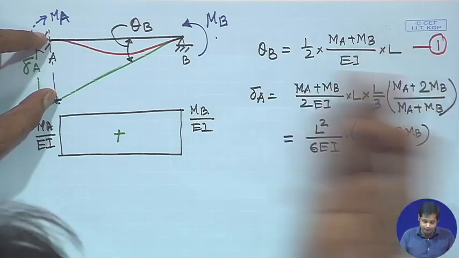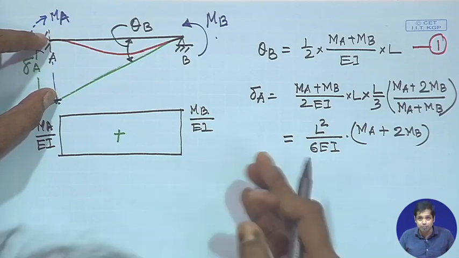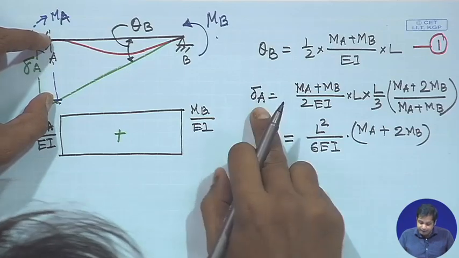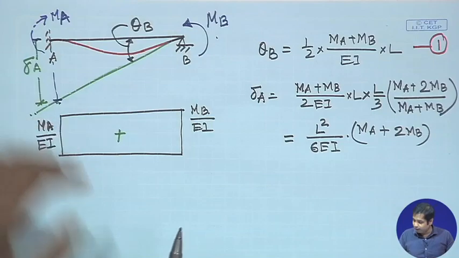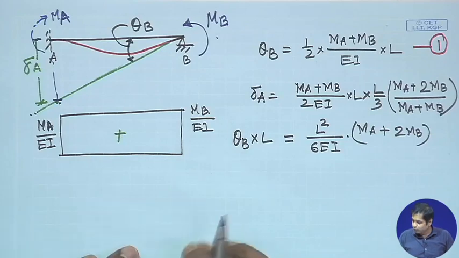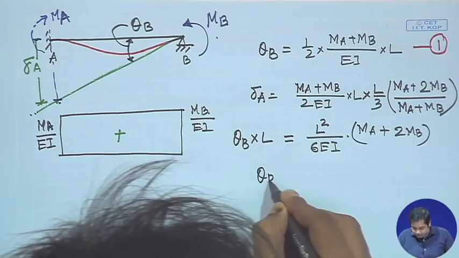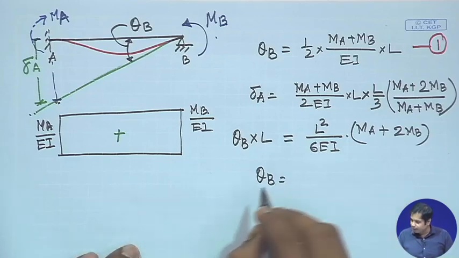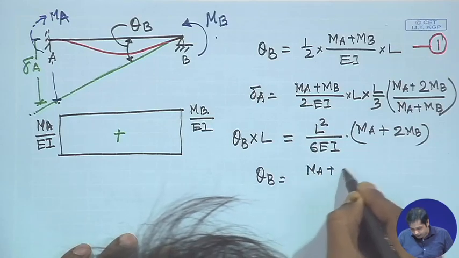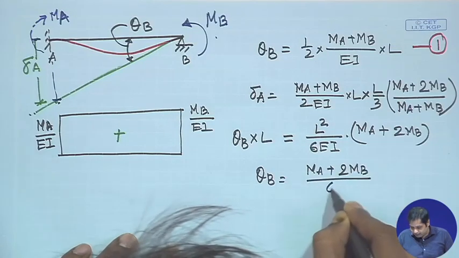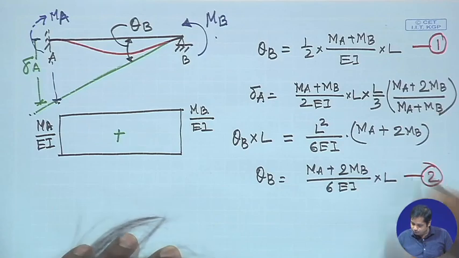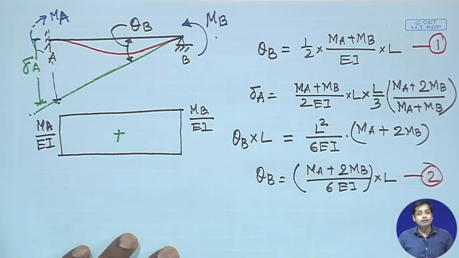That was our assumption right from the beginning, that the displacements and slopes are small, so linear superposition is valid. So, if delta A is small, then we can write delta A is equal to theta B multiplied by L. So, this delta A is essentially theta B multiplied by L. So, what we get from this is theta B is equal to MA plus 2 MB by 6 EI into L. Suppose this is equation number 2.